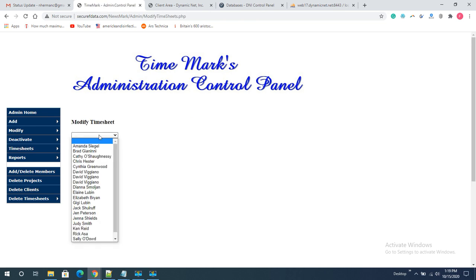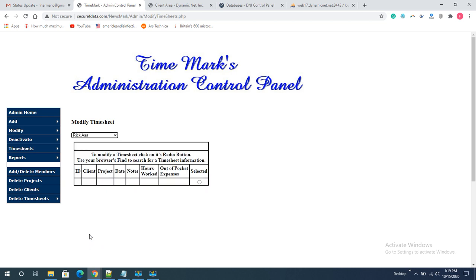In here, we see everyone, or we see a lot of people, including people who don't have any timesheets. Let's hope I pick, there we go. So that person, we shouldn't have seen Rick Asa in that dropdown. We should only have seen people who do have timesheets. And that kind of programming changes, relatively easy to make.